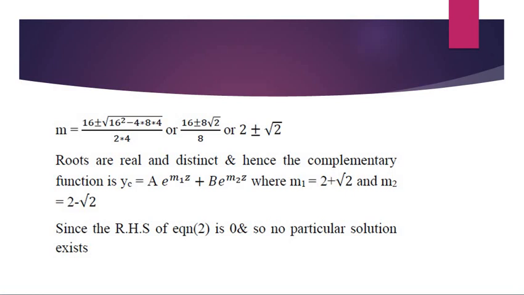Here the roots are real and distinct, and hence the complementary function is yc is equal to a e power m1 z plus b e power m2 z, where m1 is equal to 2 plus root 2 and m2 is equal to 2 minus root 2. Now we have to find the particular integral. Since the right hand side of equation 2 is 0, no particular solution exists.